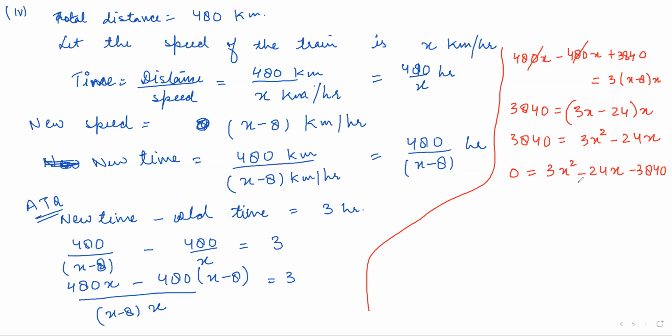Or if you take common, 3840 is a multiple of 3. You can check, 3 into 1280, yes, 1280. So you can take 3 common. So you will get x square minus 8x minus 1280. So this is the required quadratic equation.